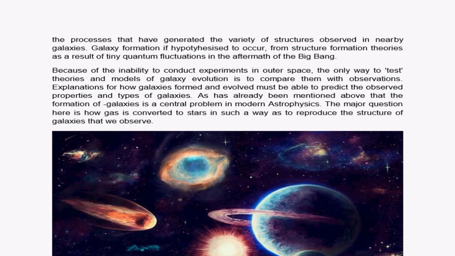Explanations for how galaxies formed and evolved must be able to predict the observed properties and types of galaxies. As already mentioned, the formation of galaxies is a central problem in modern astrophysics. The major question here is how gas is converted to stars in such a way as to reproduce the structure of galaxies that we observe.